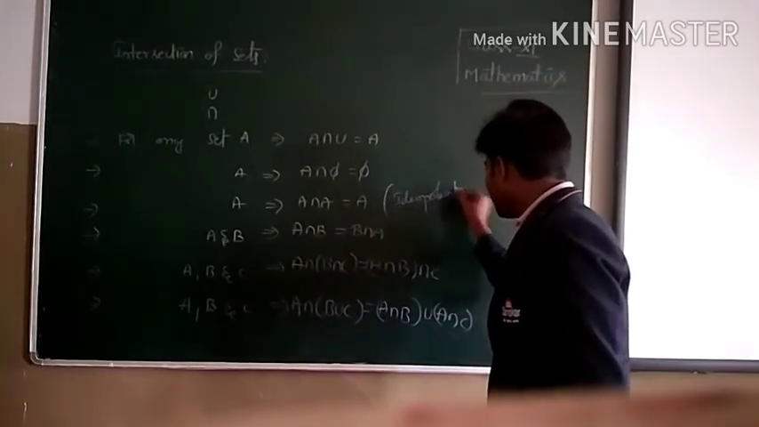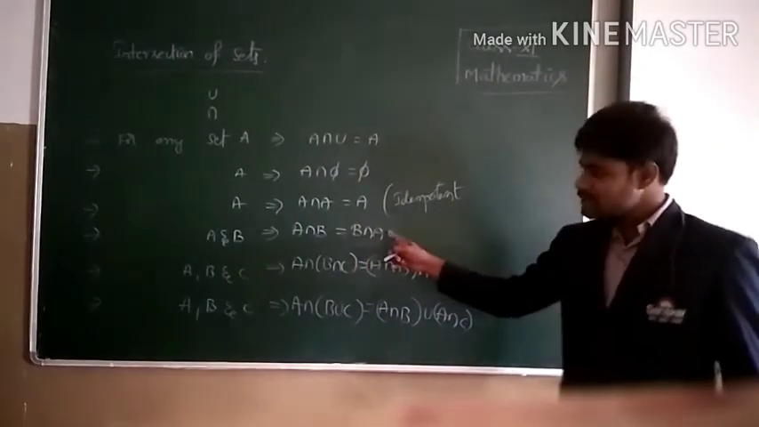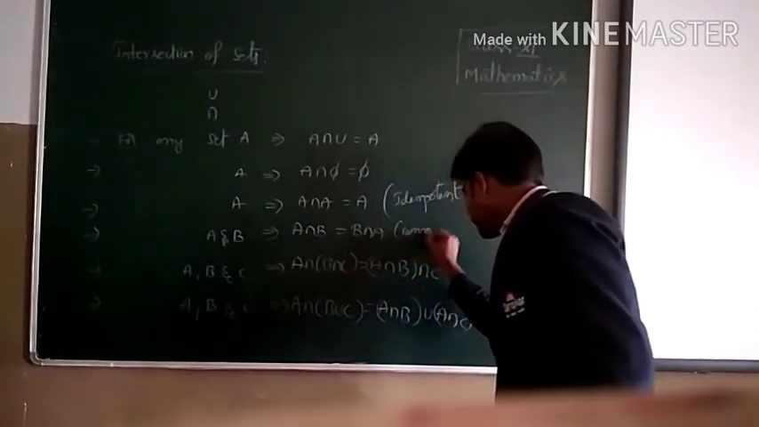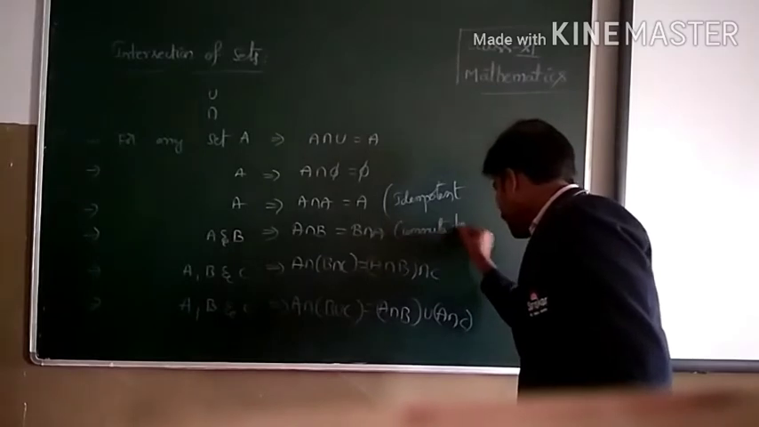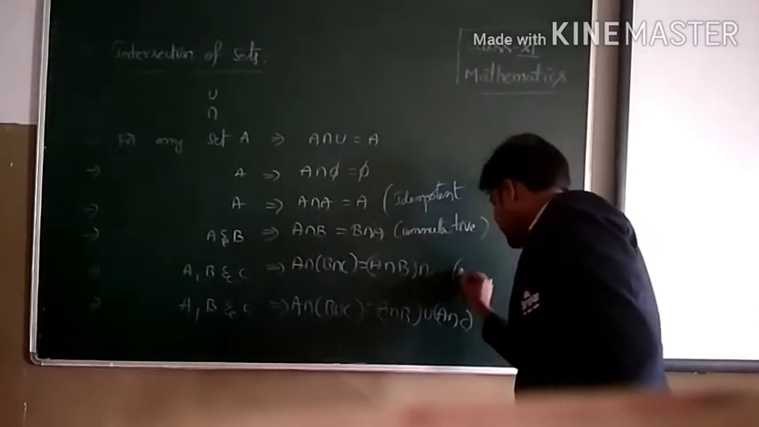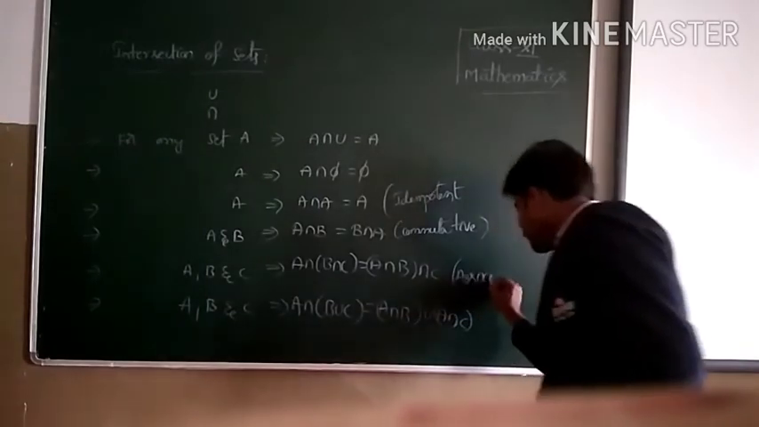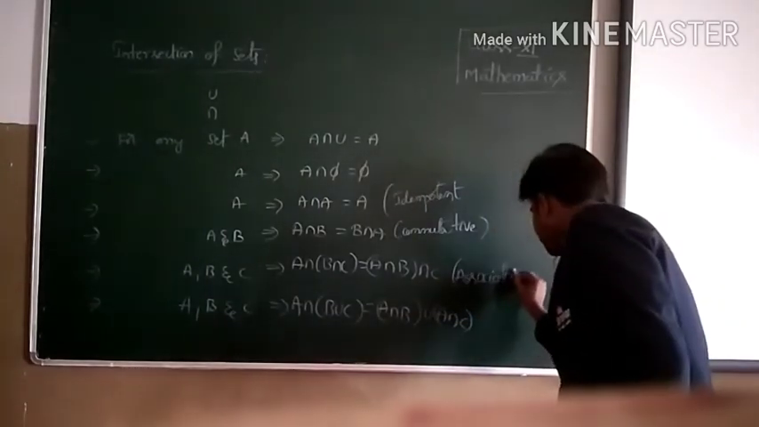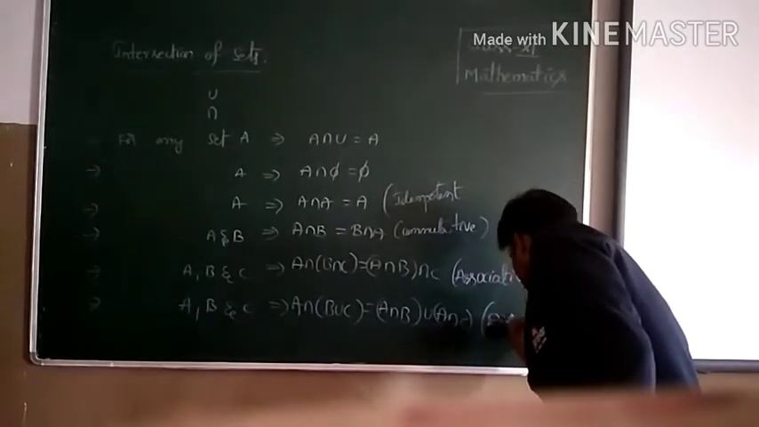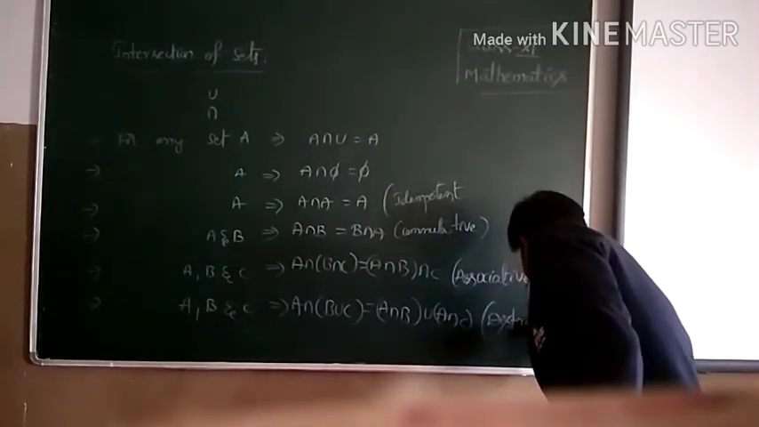Idempotent law. Here A intersection B is equal to B intersection A. This is the commutative property, commutative law. This is the associative law. Another one is the distributive law.